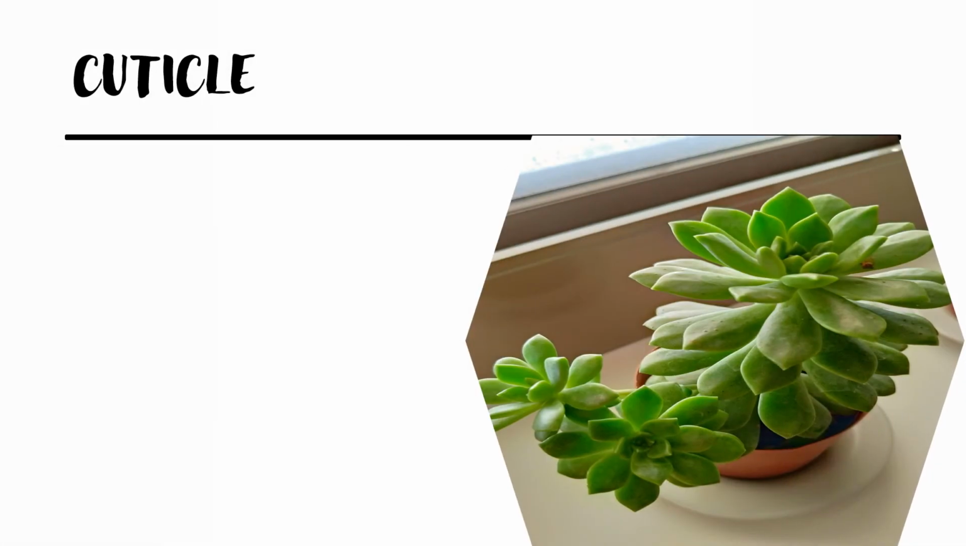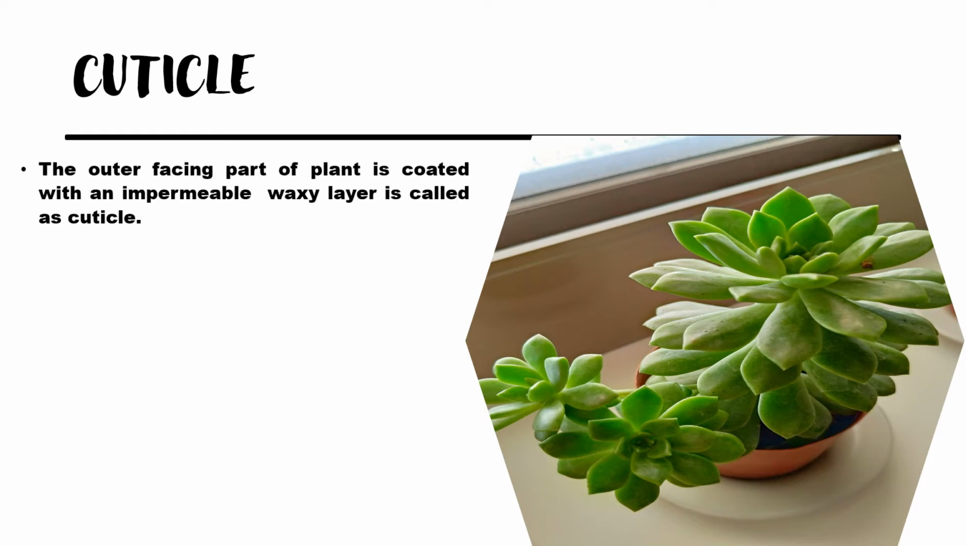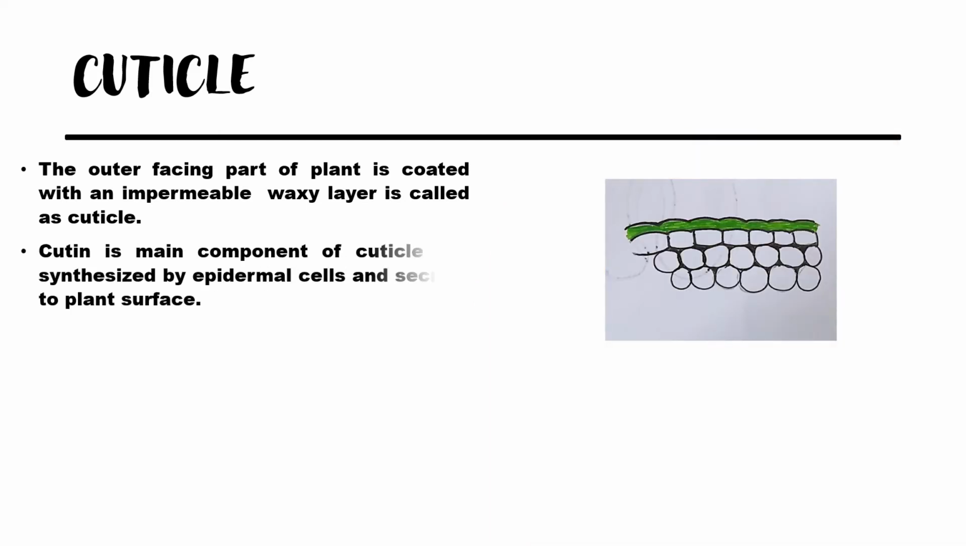Cuticle, the outer part of plant, is always coated with a waxy layer. That's why it looks glossy. And cutin is the main component of the cuticle. These are synthesized by the epidermal cells and they are deposited on the surface of this plant. It prevents water loss from the plant.